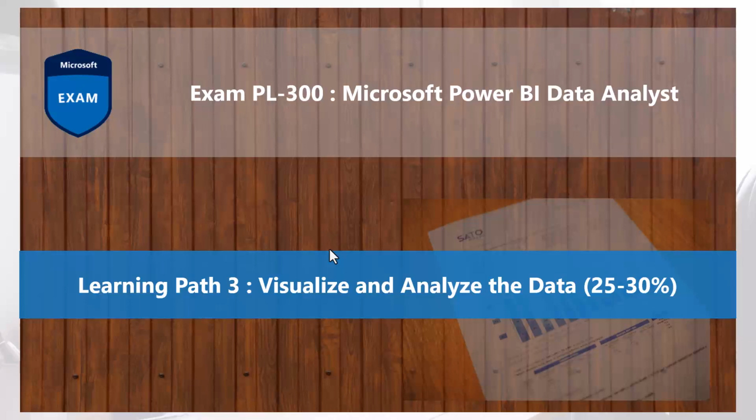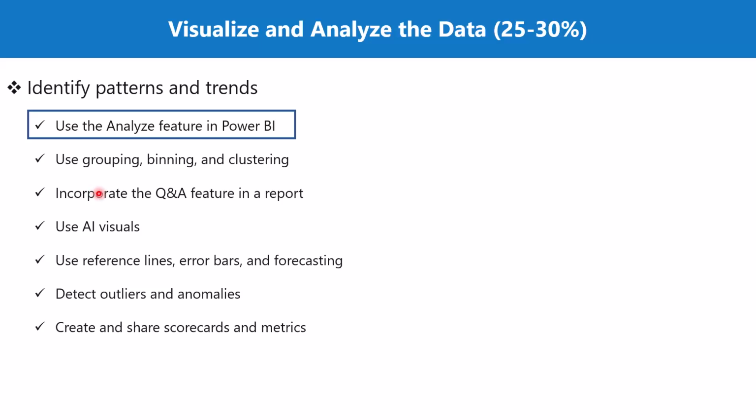Hello everyone, welcome back to the PL-300 exam preparation series where we are exploring the third learning path, visualize and analyze the data. In this video, we are going to explore the topic use the analyze feature in Power BI, which is part of the section identify patterns and trends. In the previous video, we explored outliers and anomalies and we saw how the AI capabilities are used to actually show the outliers and anomalies in the visuals.